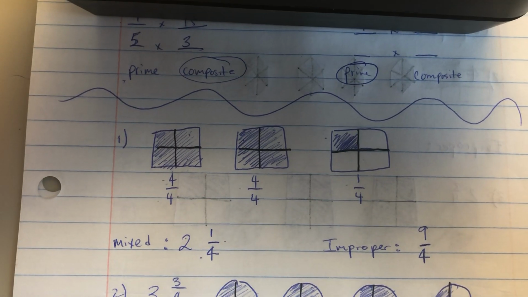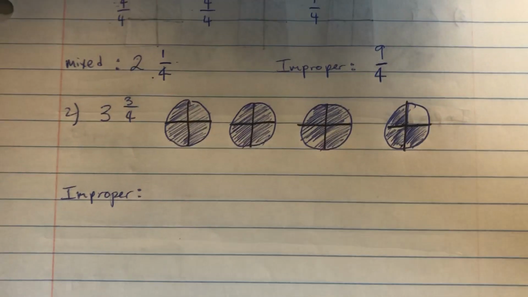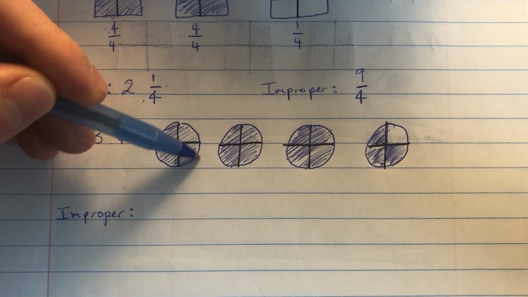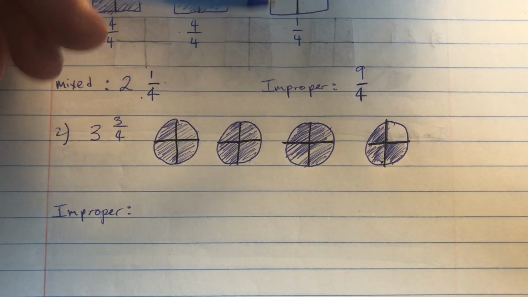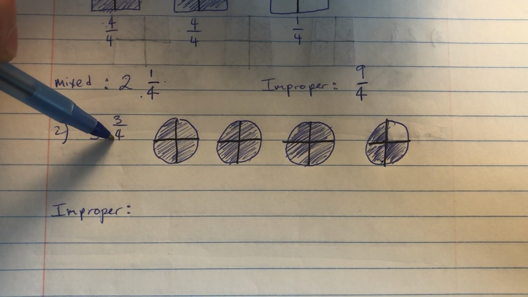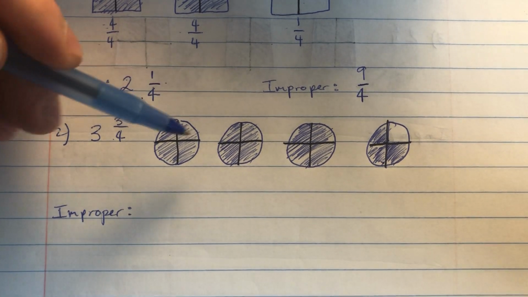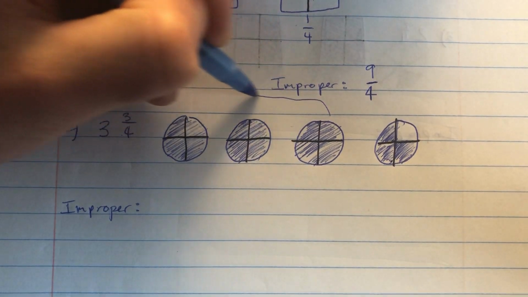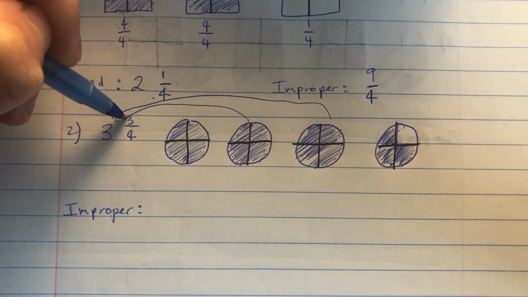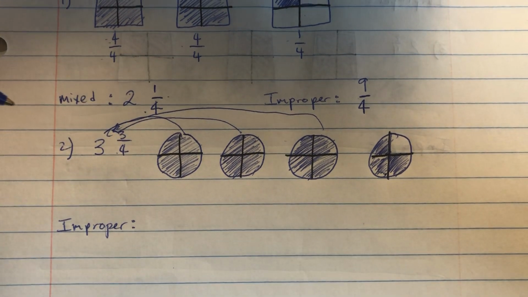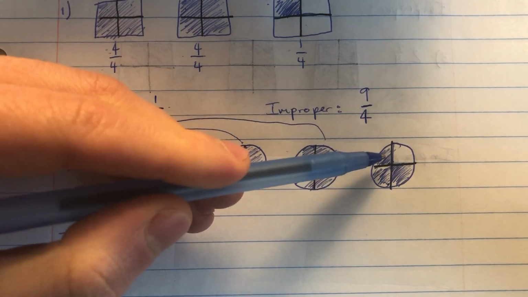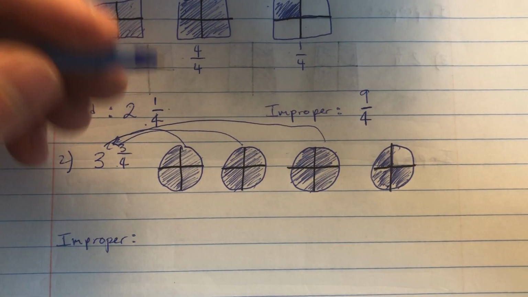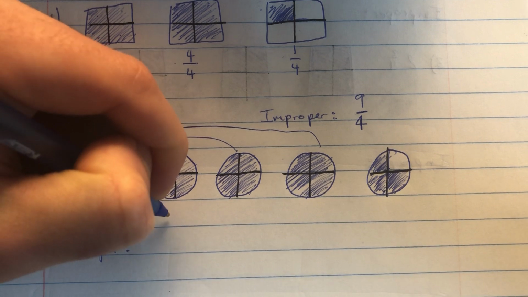Looking at this second example, here we have each shape divided into 4 equal parts. So I see here that my denominator is 4. For when I write my mixed number, 3 of these, 1, 2, 3, are all whole shapes, all shaded in. So that leads to our whole number. This last one has 1, 2, 3 parts of all 4 shaded in. So it's 3/4.